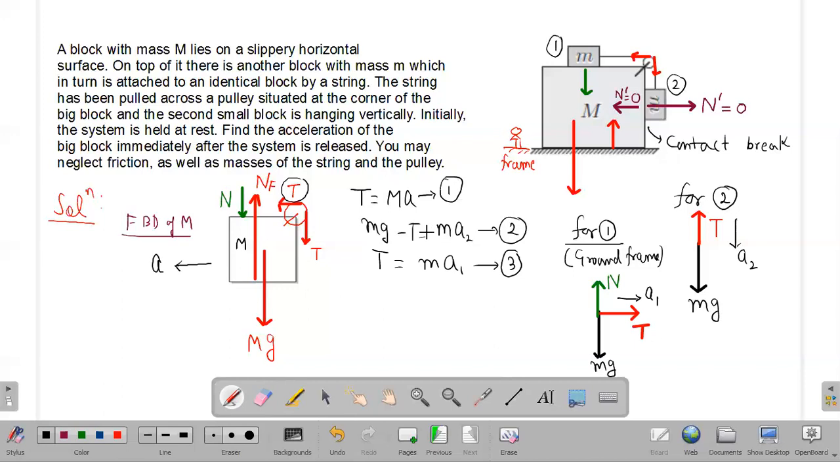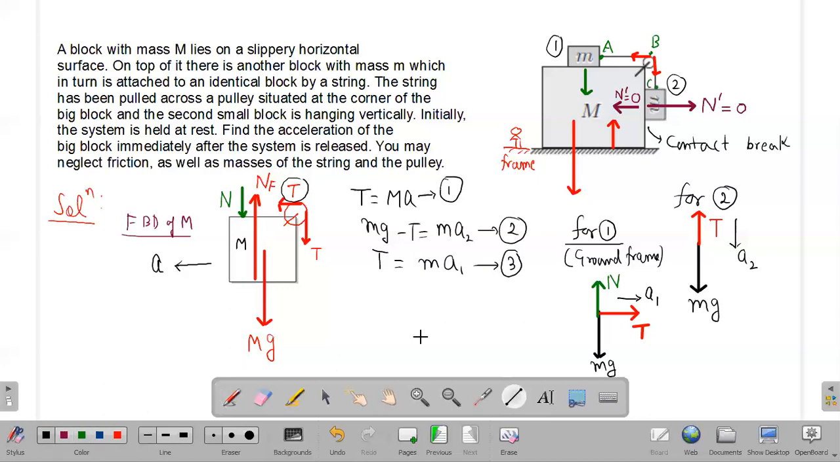Now the important point. The key point of this question is the most important point. If I denote this point of string as point a, and point b as the point which is on the pulley, and this point c which is attached to the block.